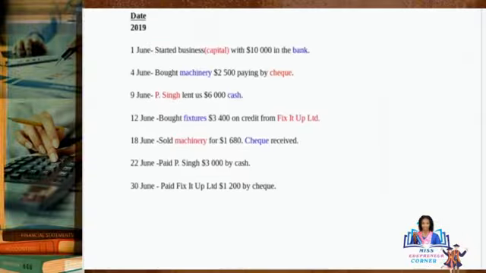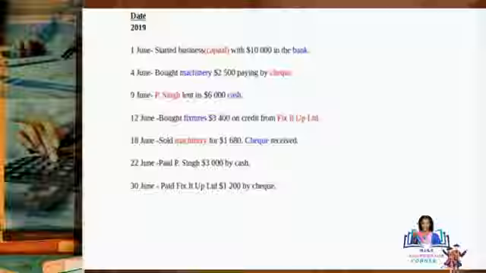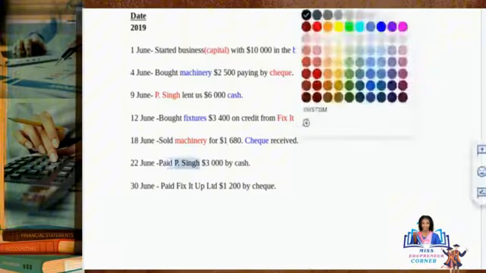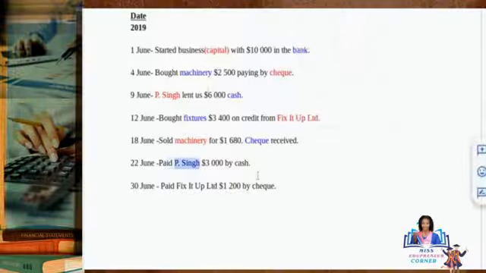On June 22, paid P. Singh $3,000 by cash. So on this day, Sandra would have paid her liability, who would be P. Singh in this case. So hence her liability would be decreasing, and as liability decreases, we have to debit. So now we're going to debit P. Singh's account. So we're going to put P. Singh in blue, and she would have paid P. Singh $3,000 by cash.